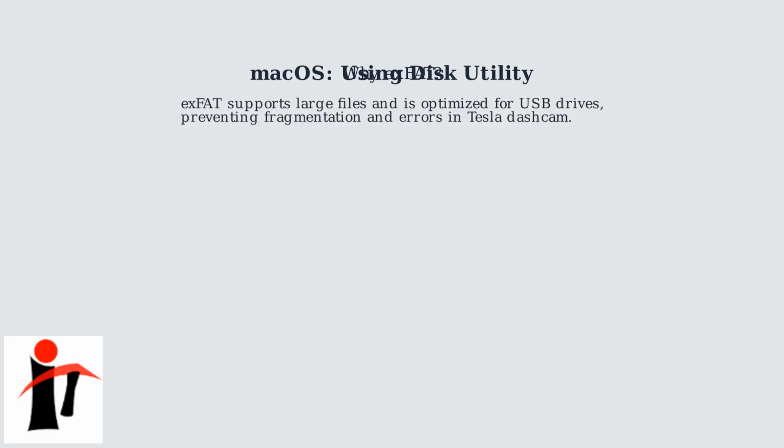For macOS users, insert your USB drive and open Disk Utility from Applications, Utilities. In Disk Utility, select your USB drive from the sidebar on the left. Make sure it's the correct drive. Click the Erase button at the top. Choose exFAT as the format and name it Tesla Cam. Then click Erase to complete. exFAT is the recommended file system because it supports large file sizes up to 16 terabytes and is optimized for high-speed transfers, reducing errors in Tesla dashcam recordings.